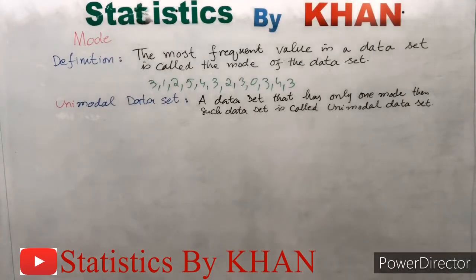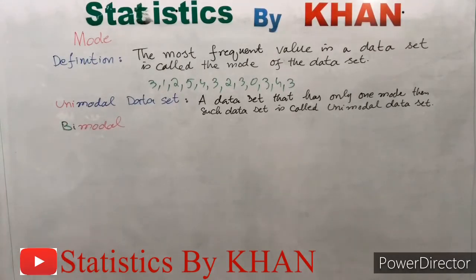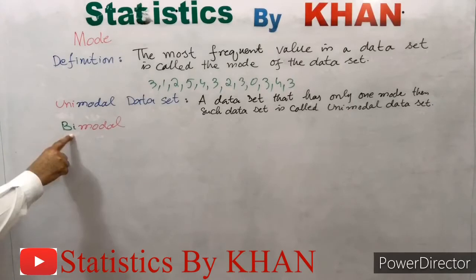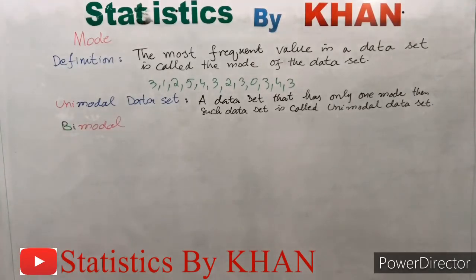Similarly, then there comes bimodal. So again, do remember the meaning of this compound word. The first word, which has been written with green color, means 2. Bi means 2, and modal has the same meaning, that is mode. So bimodal means 2 modes.